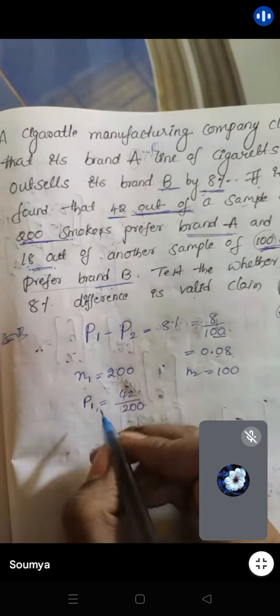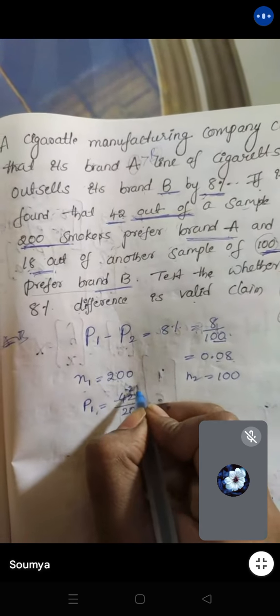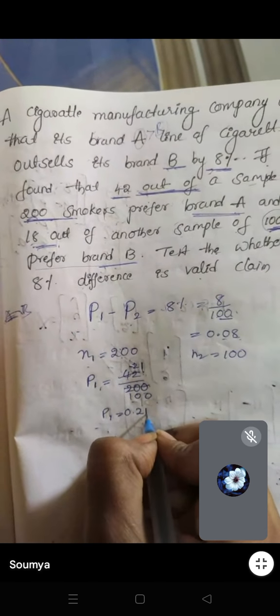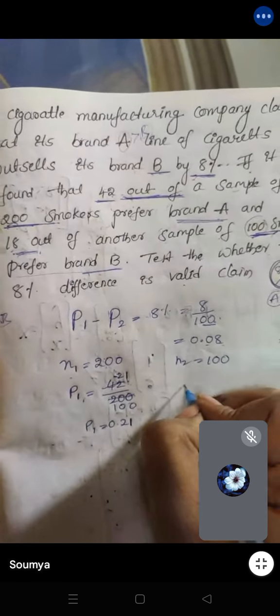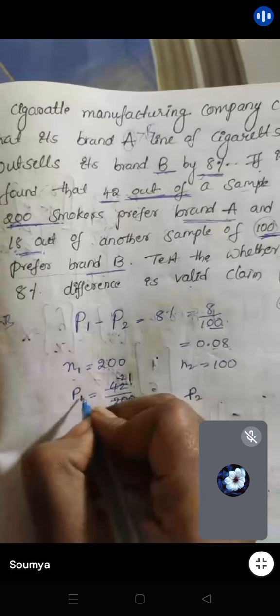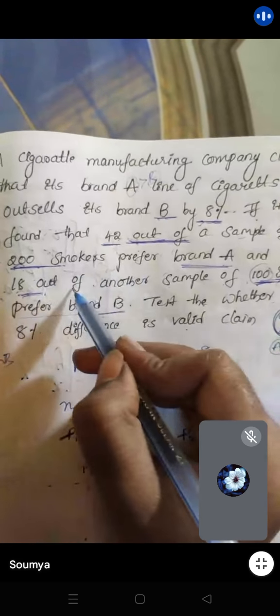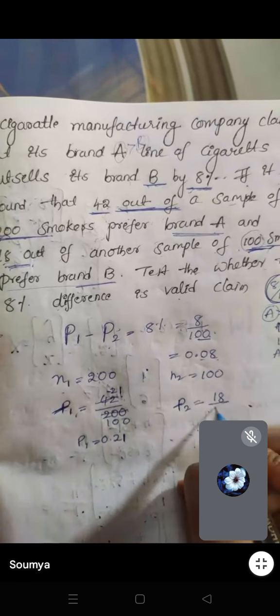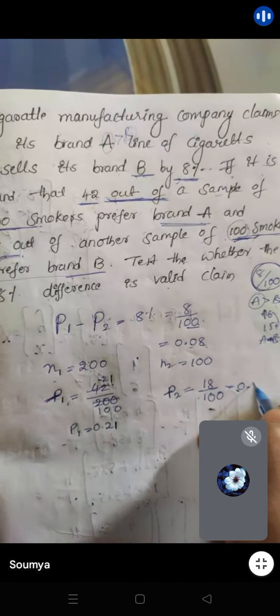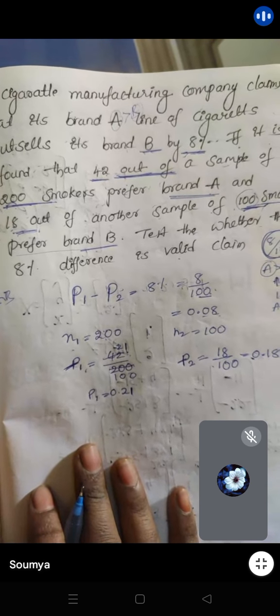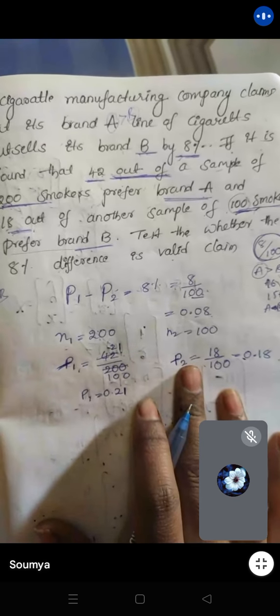So this is P1, that is P1 equals 0.21. Okay, next. For small P2, these are small and these are capitals. So what is meant by small P2? 18 out of 100. So 0.18. I think you understand how I am going to take P1 and P2.